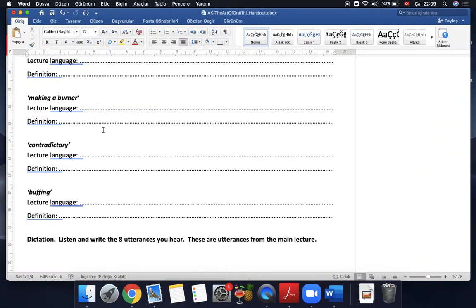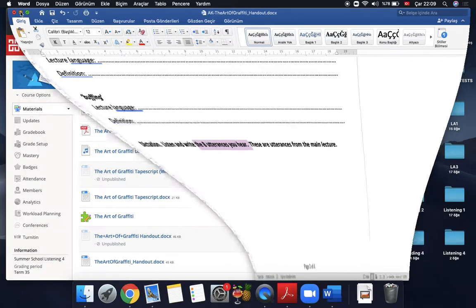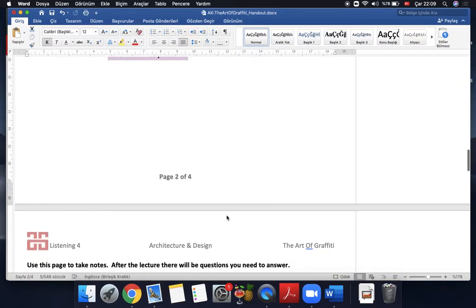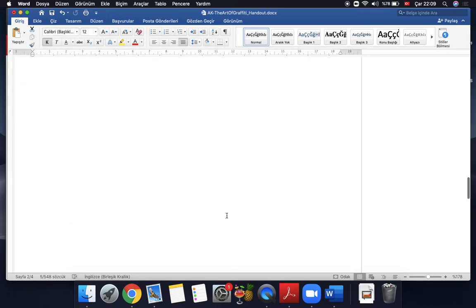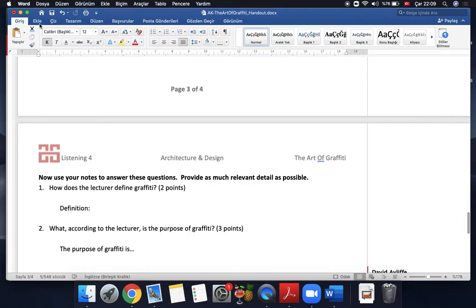Then, continuing with the same handout, here we have dictation. Listeners write 8 utterances or 8 sentences that you hear. These utterances are from the main lecture. You find the dictation in here, which lasts 3 minutes and 26 seconds. And then, of course, there is a video to watch and then answer the questions that are here.